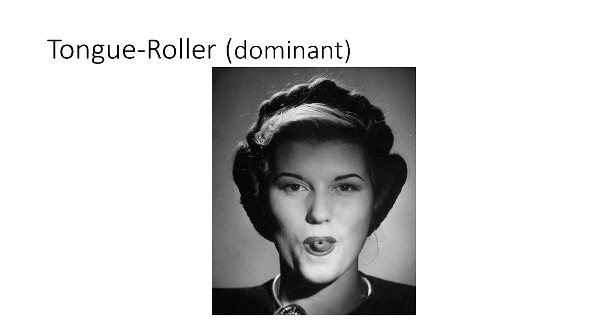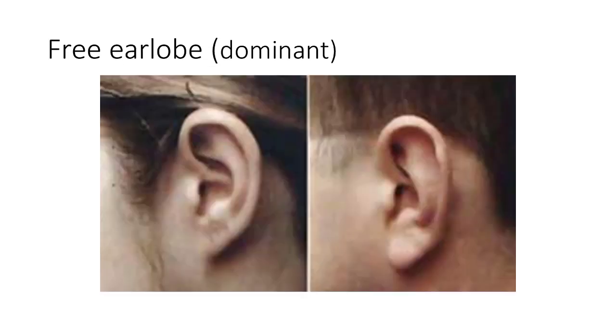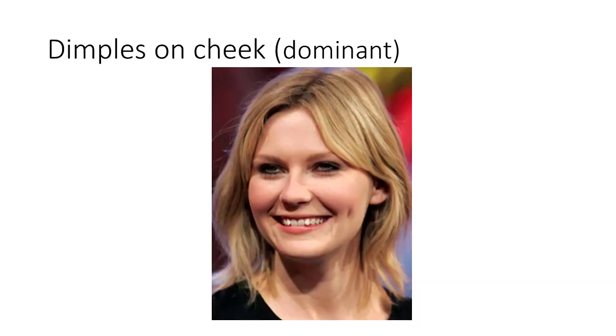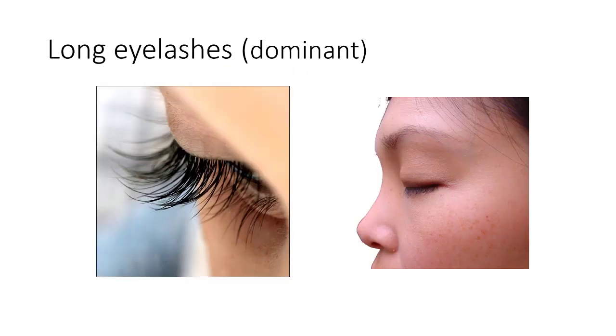There are a lot of traits we can find in people that show this sort of dominant recessive pattern. For example, can you roll your tongue like in this picture? That's a dominant trait. Are you unable to do it? That would be a recessive trait. If you take a look at earlobes, you'll find that they are either attached or detached. The detached earlobe is the dominant trait. The attached earlobe would be recessive. The widow's peak, right? That's a dominant trait. The lack of a widow's peak would be the recessive. Dimples, dominant. Lack of dimples, recessive. Long versus short eyelashes. The long eyelashes are the dominant form.